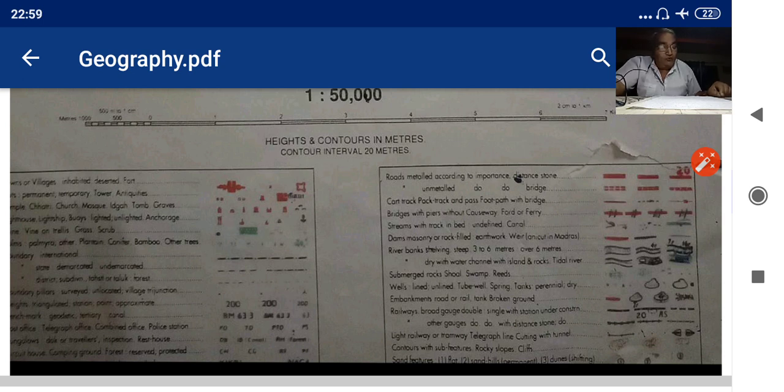One more important question on topo sheet is, which is the internationally followed scale? Answer is RF. RF scale is internationally followed. The next question on topo sheet I will discuss in the next class.